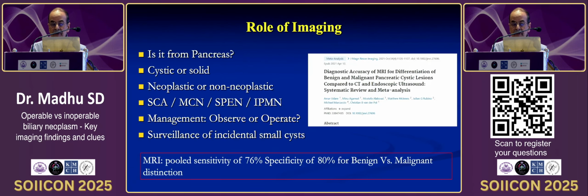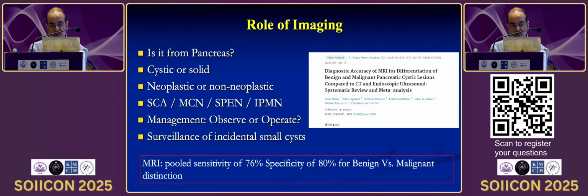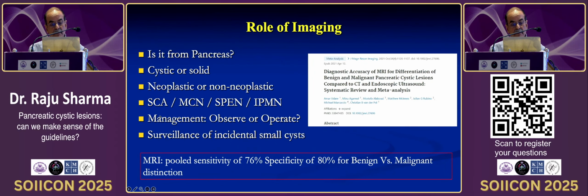So the role of a radiologist when you're evaluating a cystic pancreatic lesion is first to discern whether it is really arising from the pancreas. Is it truly cystic or solid? Is it neoplastic or non-neoplastic? Because remember, it is the cystic lesions associated with pancreatitis which are the commonest and sometimes can mimic the cystic neoplasms as well. Amongst the tumors, we have the serous cystic tumor, the mucinous cystic neoplasm, solid pseudopapillary epithelial neoplasm, and the IPMNs.